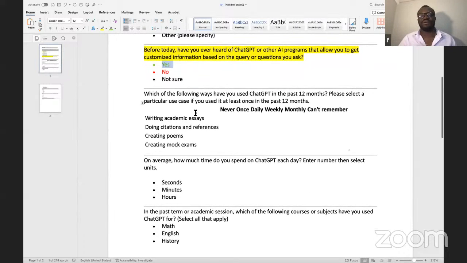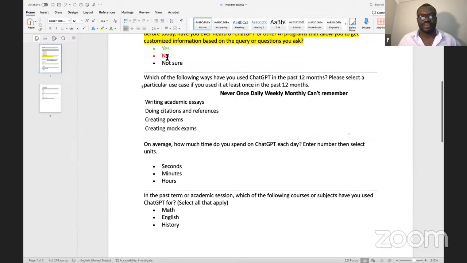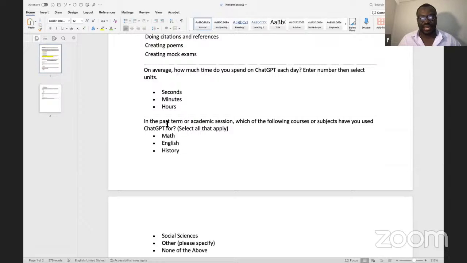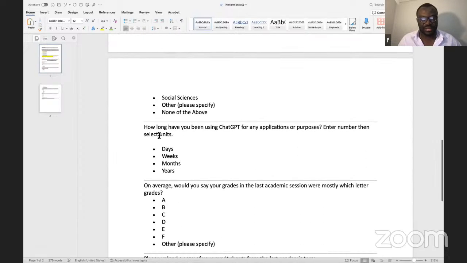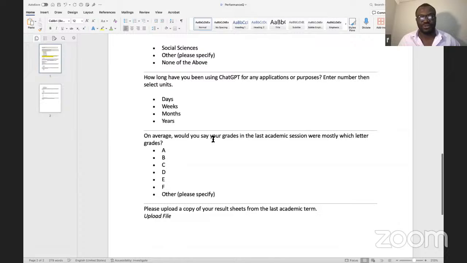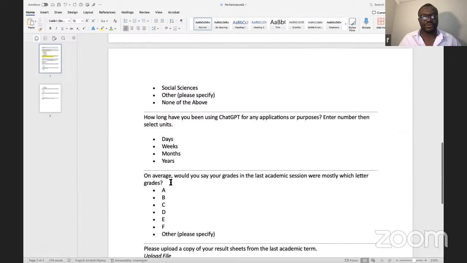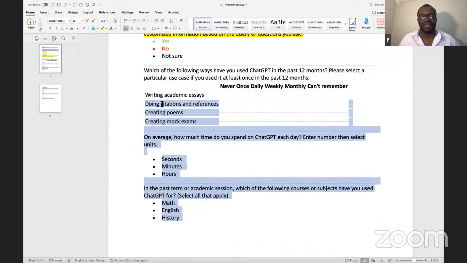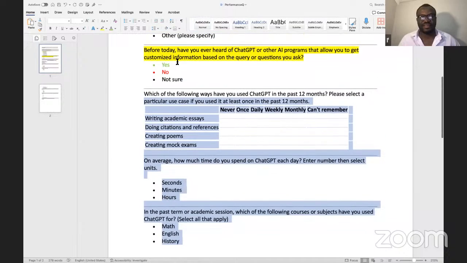So we want to be able to measure the frequency, the duration of exposure. So this is why the next questions are here. So if an individual says no, we will then route them to the end of this question here. No, sorry, this one. On average, how would you say your grades in the last academic session were? Mostly which letter grades? So these questions are only for individuals who have reported here that they use ChatGPT.